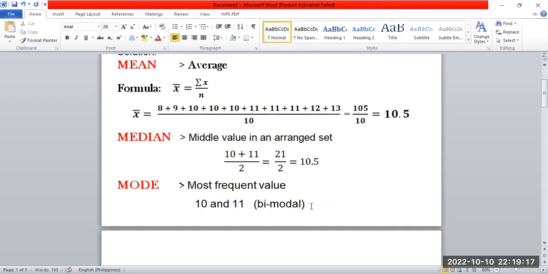This is bimodal. Pag isa, which is yung mode, okay na yung mode. Mode is equal to 10 kung isa lang. Or tawag dun is unimodal. Tapos pag dalawa, bimodal. Pag tatlo, trimodal. If it's 4 or more than 4, yun yung tinatawag na multimodal.